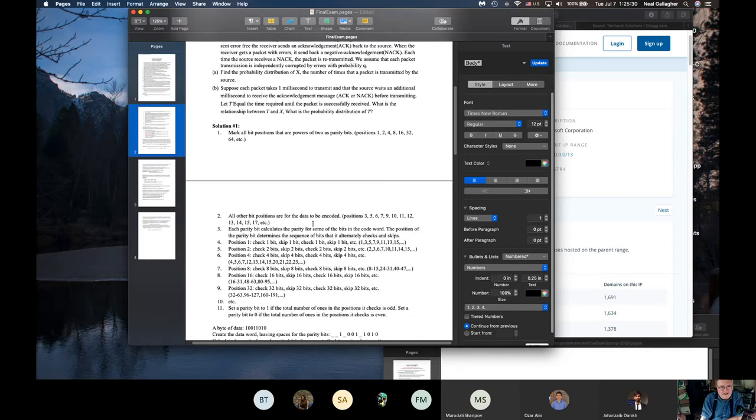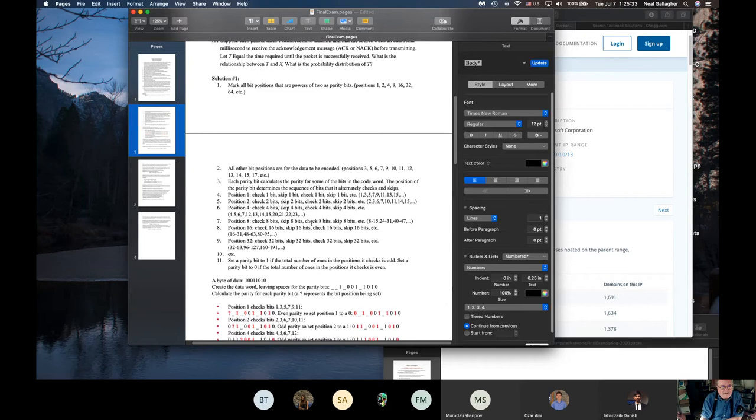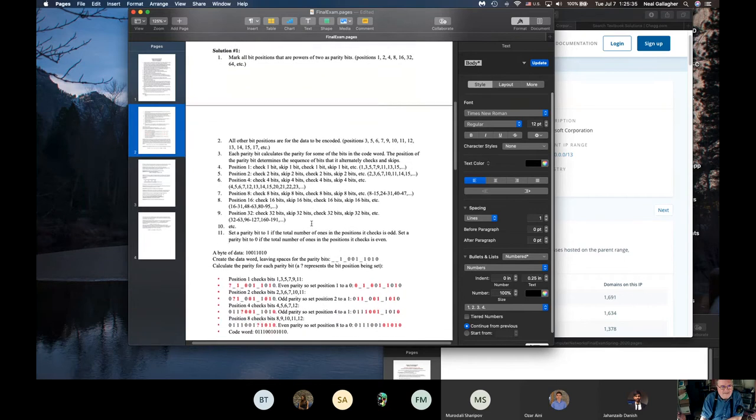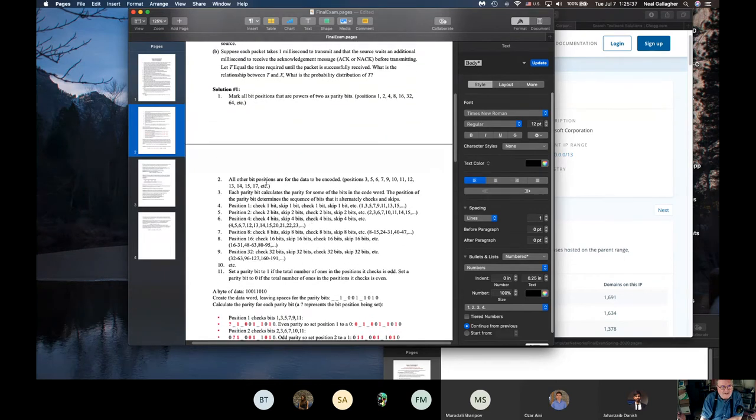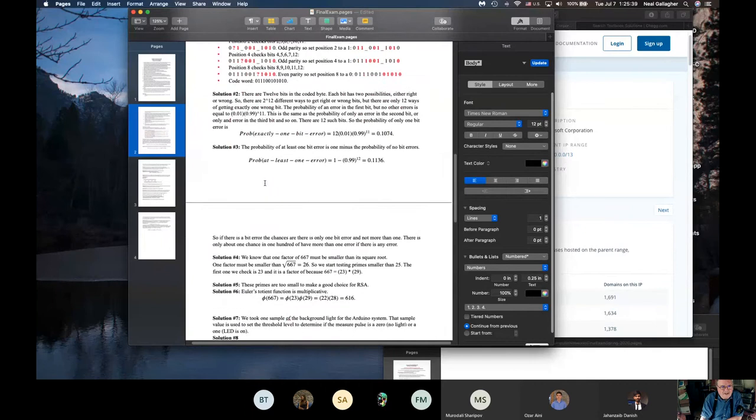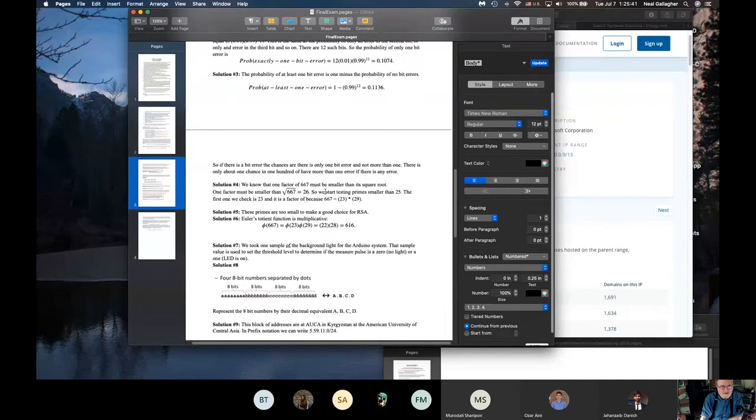So let's see. Okay. So looks like 23 actually divides into 667. We divide it into 667, we get 29. So these are the two prime numbers.